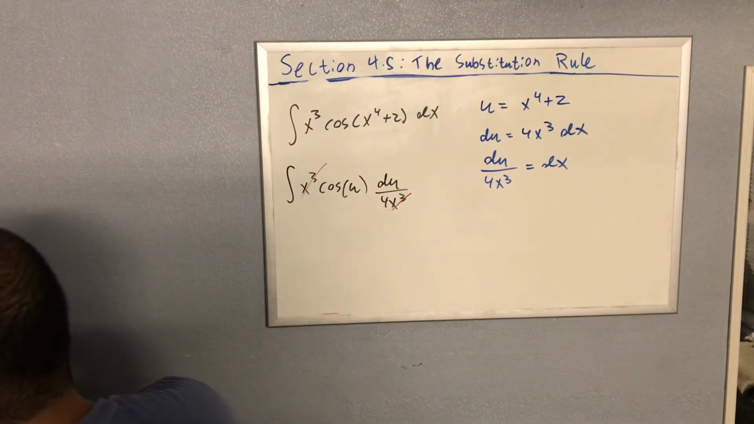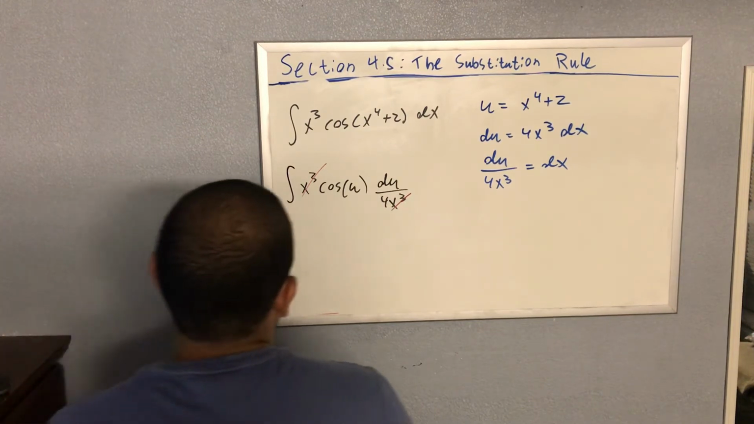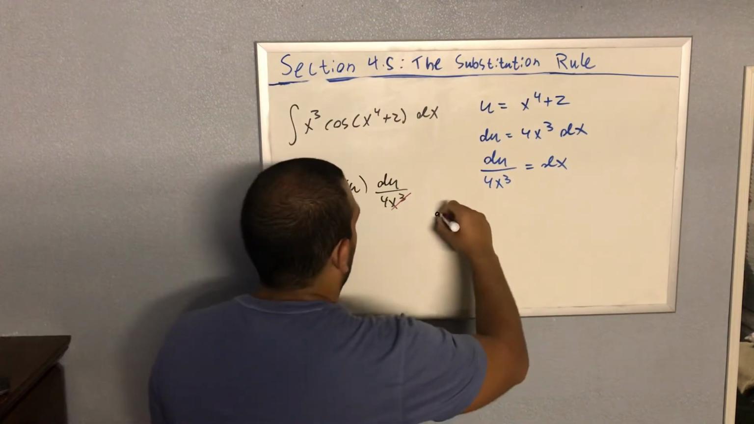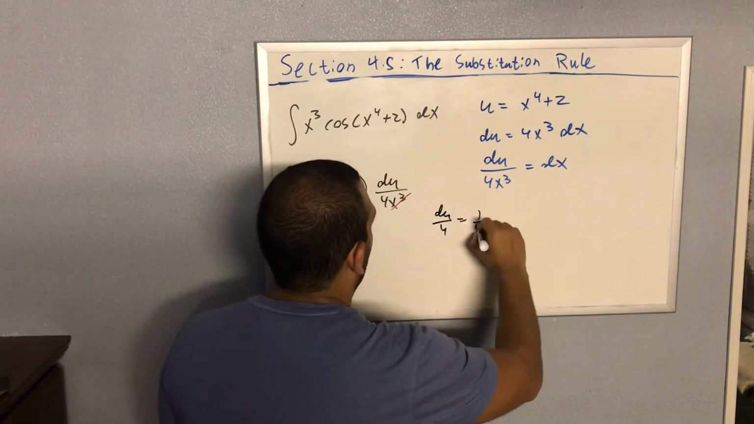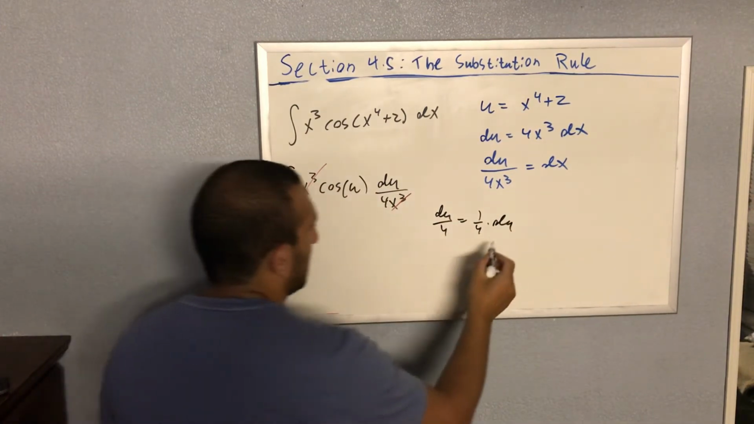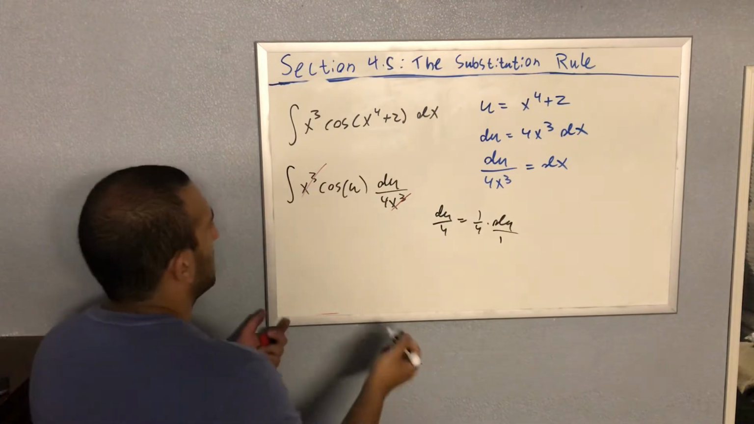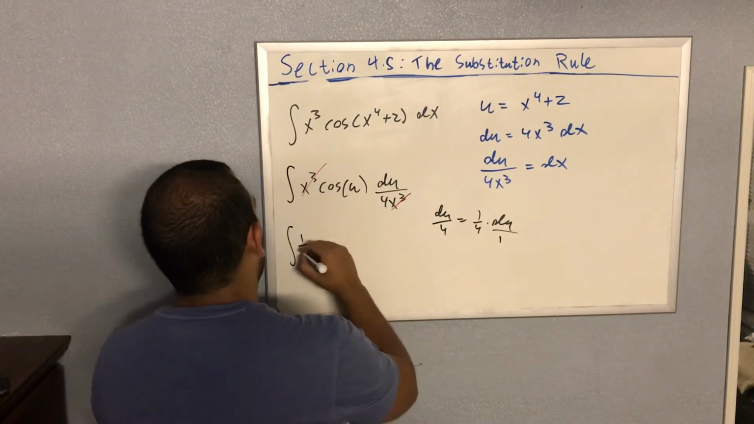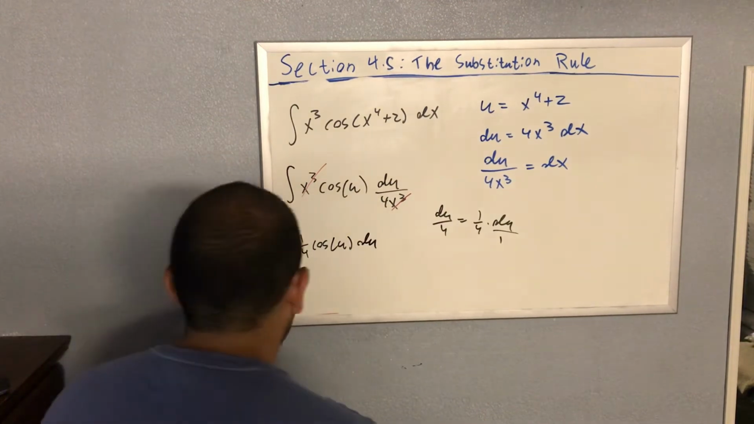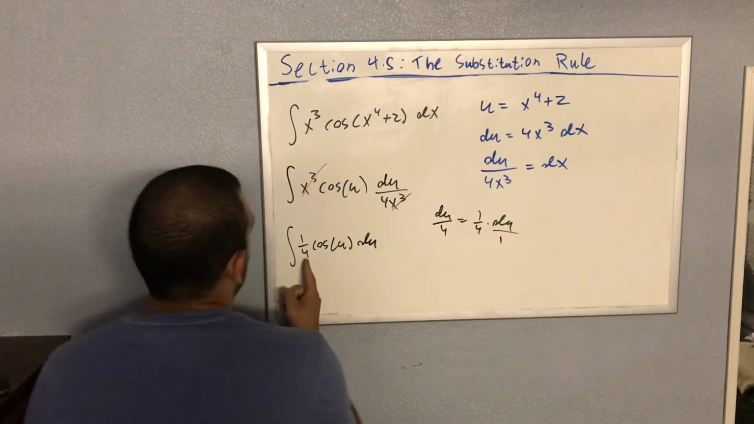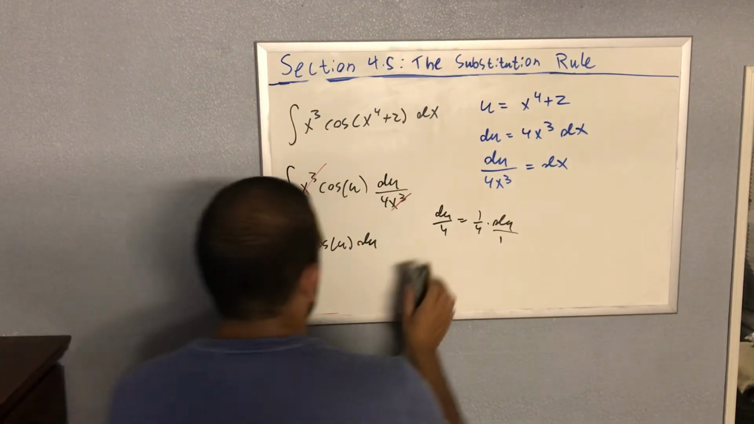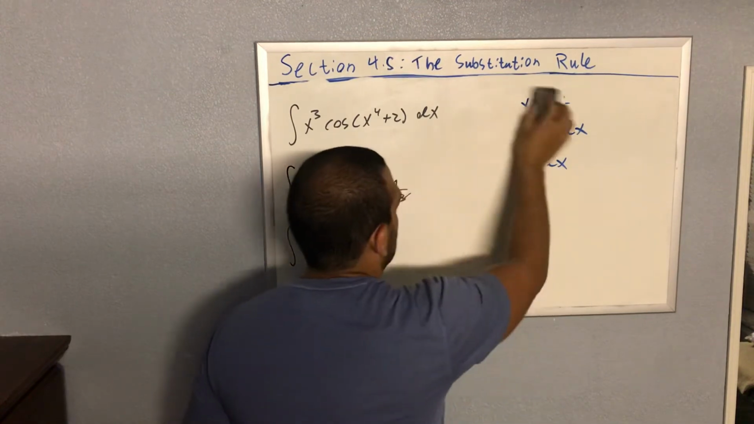And then what are we left with? So, du over 4 is really the same thing as 1/4 times du, right? Because you can think of du as du divided by 1. So this is really just the integral of 1/4 now, cosine of u du. Not too bad. And then remember, what can we do with this 1/4? You can just move it out in front because of the integration rules that we established.